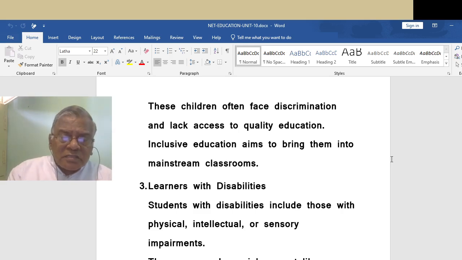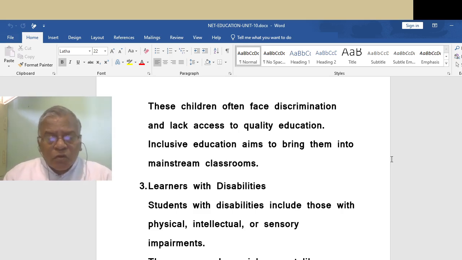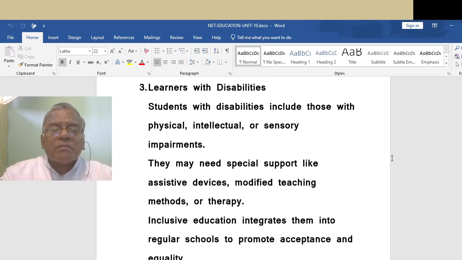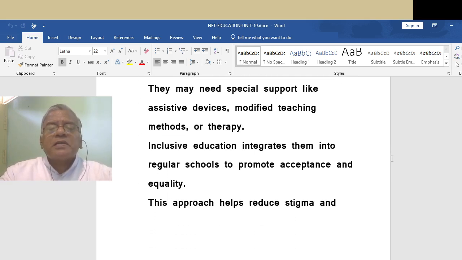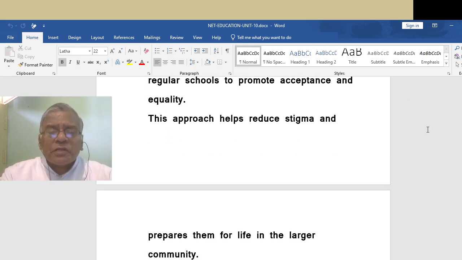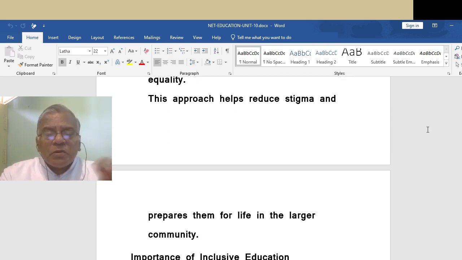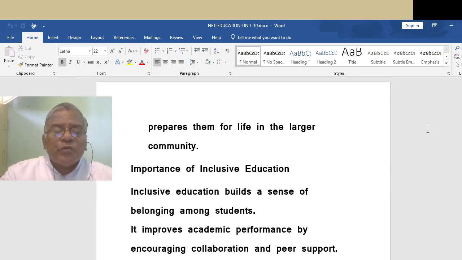Then, learners with disabilities. This is another group. Students with disabilities include those with physical, intellectual or sensory impairments. They may need special support like assistive devices, modified teaching methods or therapy. Inclusive education integrates them into regular schools to promote acceptance and equality. This approach helps reduce stigma and prepares them for life in the larger community.